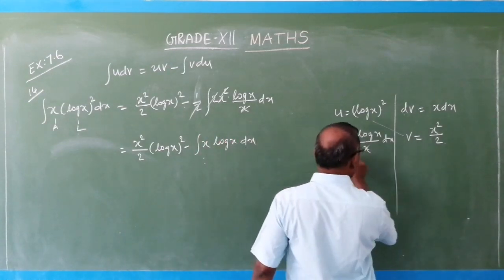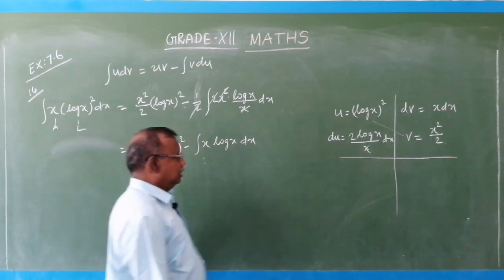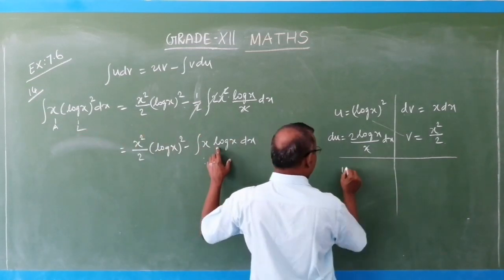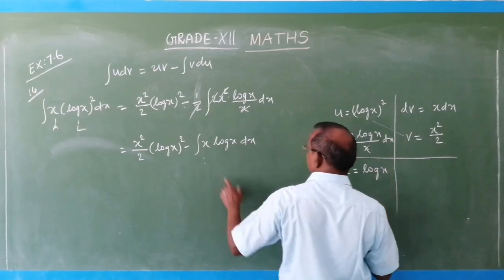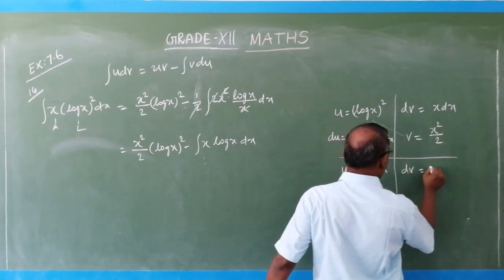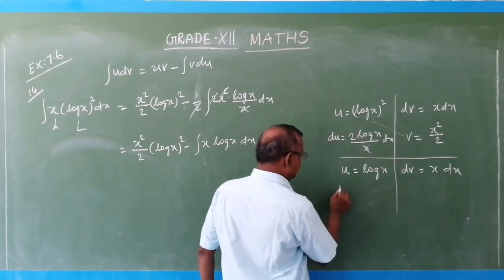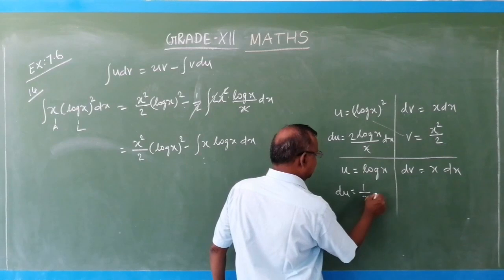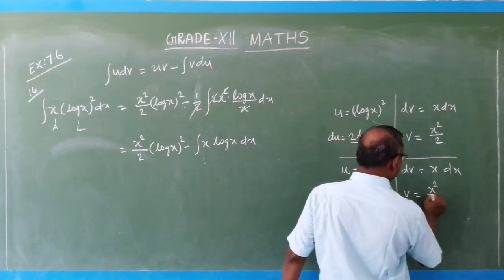Now we need to integrate again by parts. So now use u for log x, take log x as u and dv as x dx. Now differentiating, du equal to 1 by x into dx, and v equal to x square by 2.